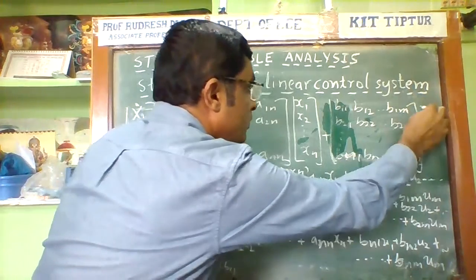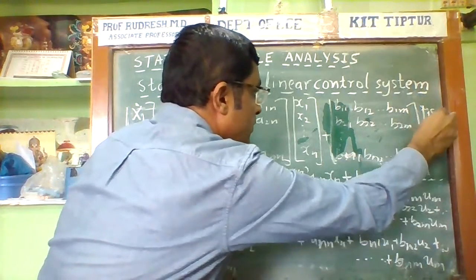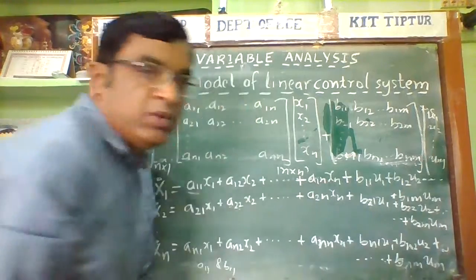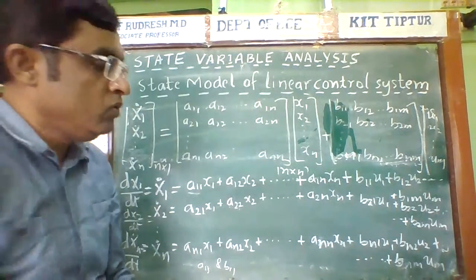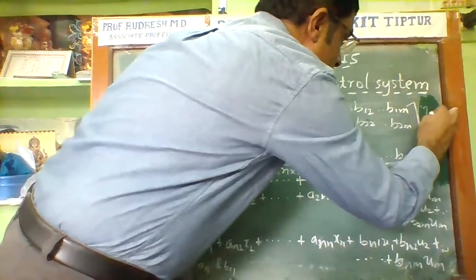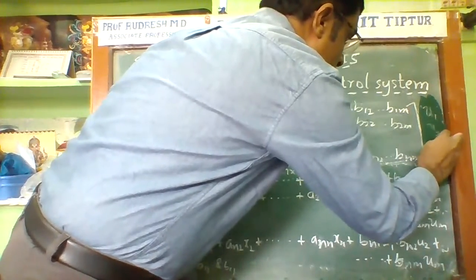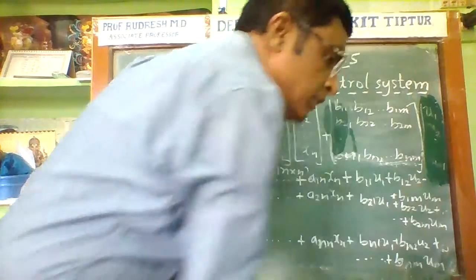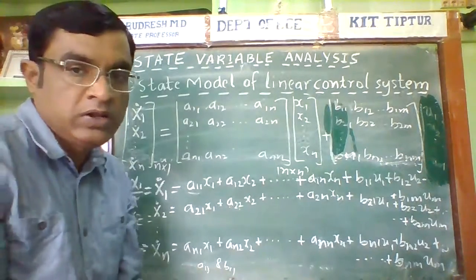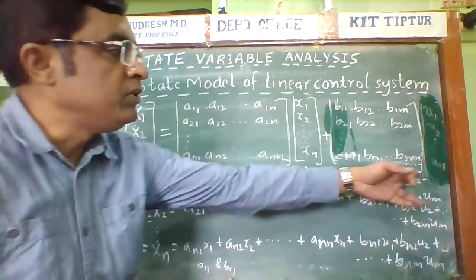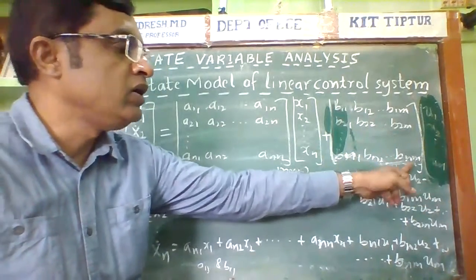Now this is multiplied by u1, u2 up to um. There are m inputs, u1, u2, u3. These are the input matrix, which is also a column matrix of dimension m cross 1. Here B is an n cross m matrix.